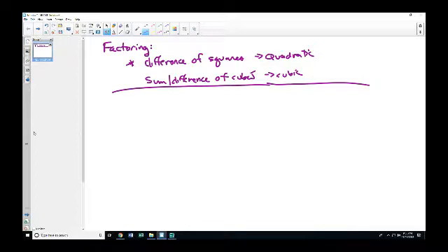So what you're looking at is the difference of squares, it might look like this. Can you factor that quadratic?